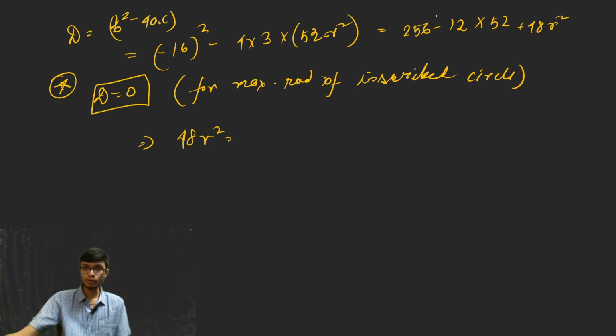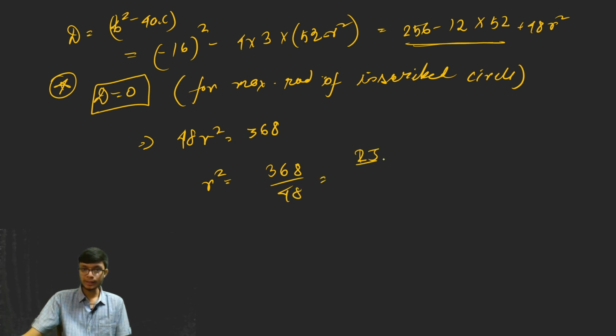48 r squared is equal to, if you evaluate this, 520 plus 104, which is basically 654. So 654 minus 256 is basically equal to 368. And from here you will get the value of r square as 368 by 48, and if you solve it, you will get it as 23 by 3.